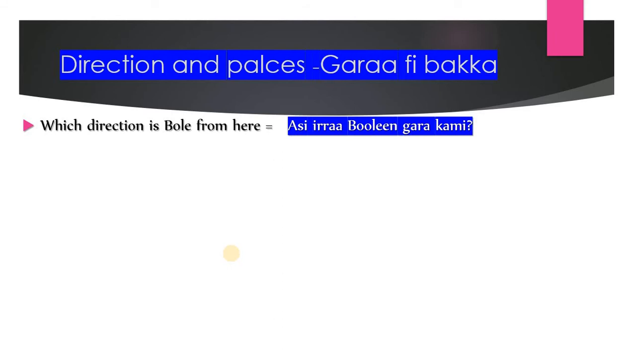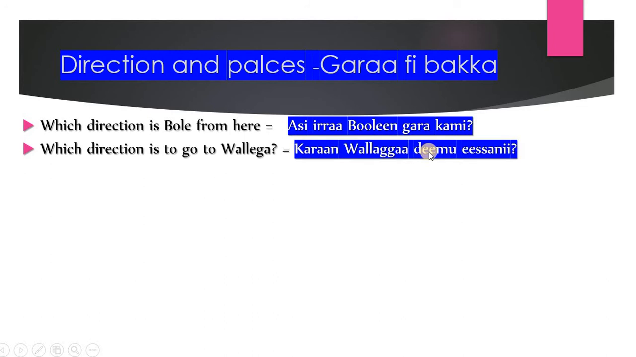Asirraa Booleen gara kamii? If you say it like that, we need to add one I. Asirraa Booleen gara kamii? Which direction is to go to Wallagga? Wallagga is a province.